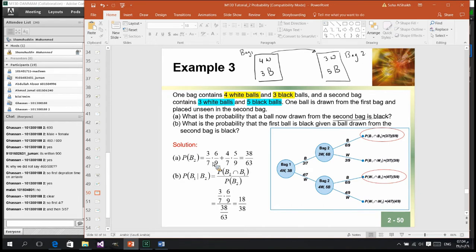What's the probability that it is black? The overall is 7 here. So for the white I have 4/7, and for the black I have 3/7. Correct? Over 7. So if I take a black, the probability is 3/7. Agreed? And for the white, the probability is 4/7. We put it in the second bag.